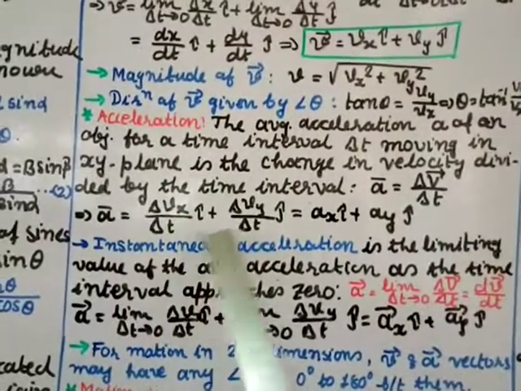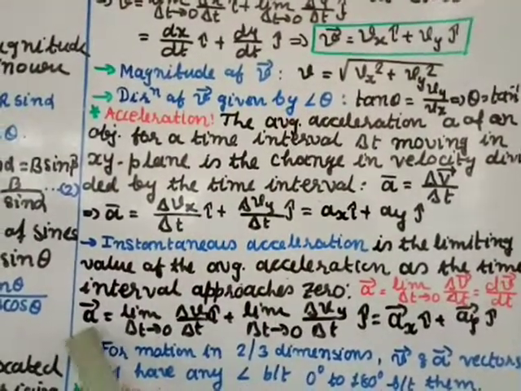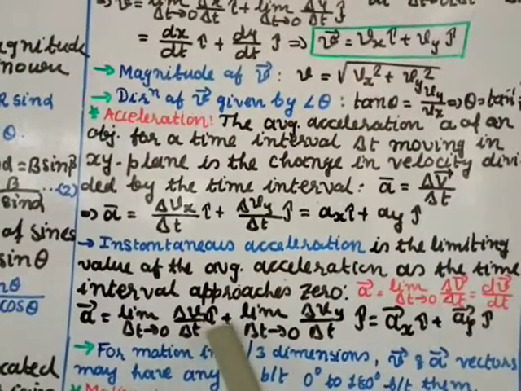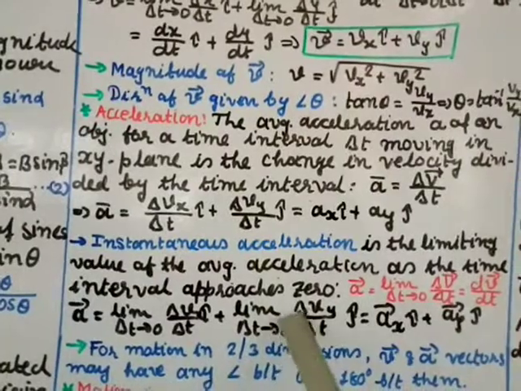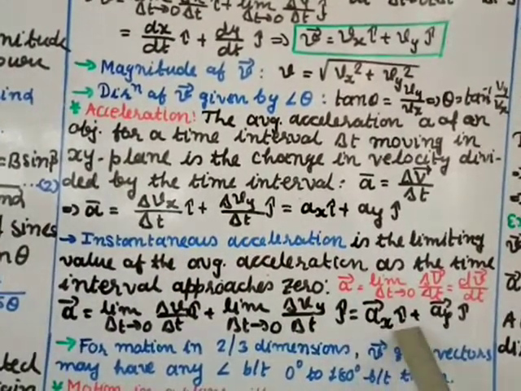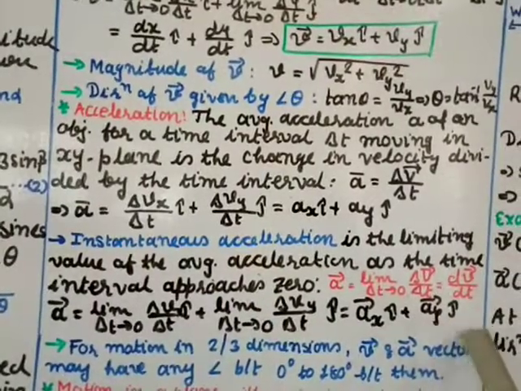Now let us take the limit for both of these. So a is equal to limit delta t tends to 0 delta vx by delta t i cap plus limit delta t tends to 0 delta vy by delta t j cap, and this we can say is ax i cap plus ay j cap.